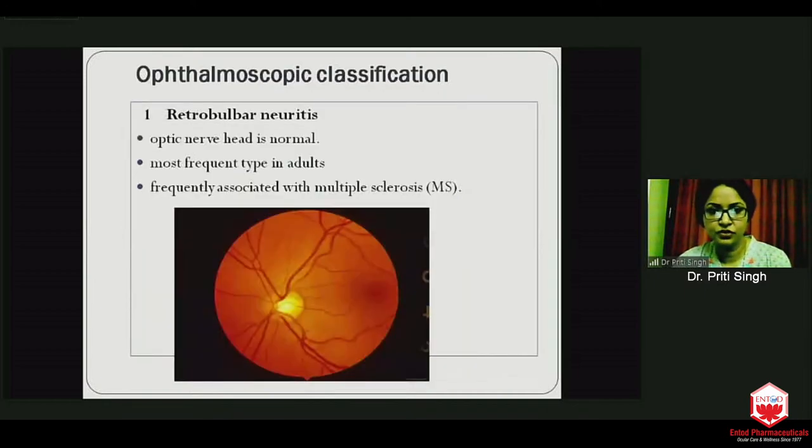Ophthalmoscopically, optic neuritis is of three types. Retrobulbar neuritis, in which the optic nerve head and the fundus are totally normal, is the most frequent type in adults, and it is frequently associated with multiple sclerosis. It is typically defined as a condition where neither the ophthalmologist nor the patient sees anything.